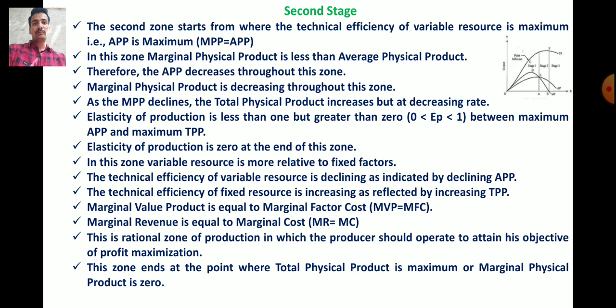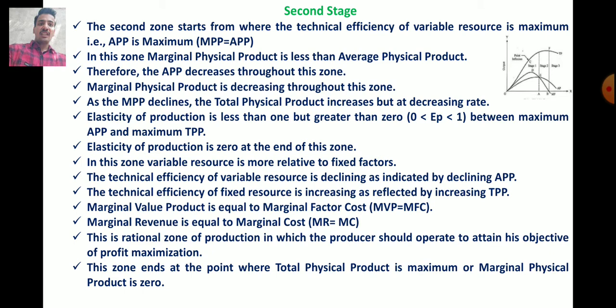Now the second stage. If you think about the second stage only, the second zone starts from the technical efficiency, where the technical efficiency of variable resources is maximum, that is APP is maximum, that is MPP is equal to APP. Means this stage starts when MPP is equal to APP. So in this zone, marginal physical product is less than average physical product. What happens in the second stage? In the first stage, you have observed average physical product is also less than the marginal physical product. In the second stage, marginal physical product is less than the average physical product. Therefore, APP decreases throughout this second stage.